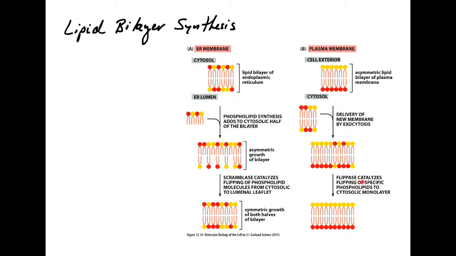So that's where the enzyme flippase comes into play. It basically scans the exofacial leaflet, finds the phospholipids that it considers to be out of place, and catalyzes their flipping down to the cytofacial surface to end up with what we want, which is the appropriate asymmetric distribution of phospholipids.